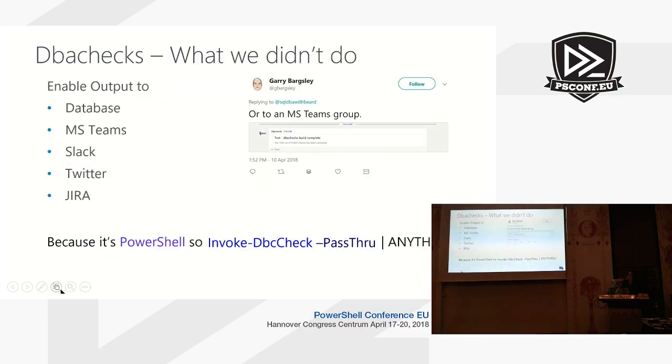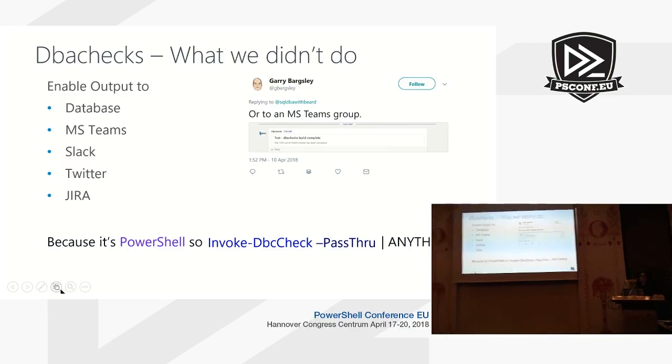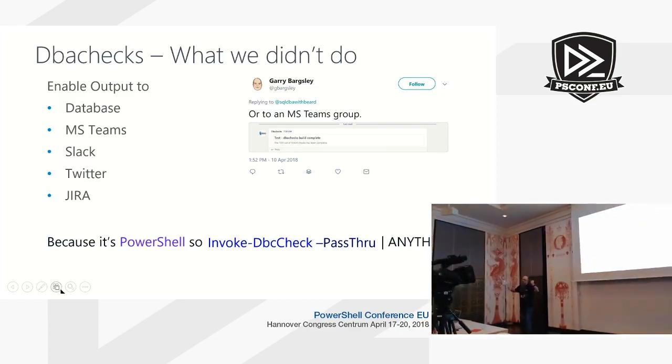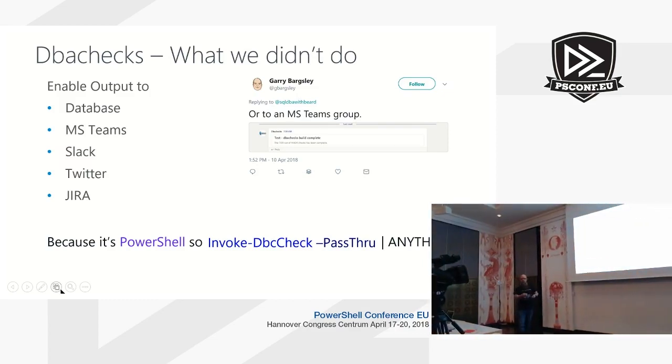But there are some things we didn't do. When we released this, we still say to people, this is an open source repository on GitHub, please file issues, bugs, suggestions and enhancements. A lot of the issues we got were requests: please can you make it output to a database? Please can you make it output to MS Teams or Slack, or create a Jira ticket, or write to Twitter? And it's like, no, because this is just PowerShell. We have modules to do all of those things already.